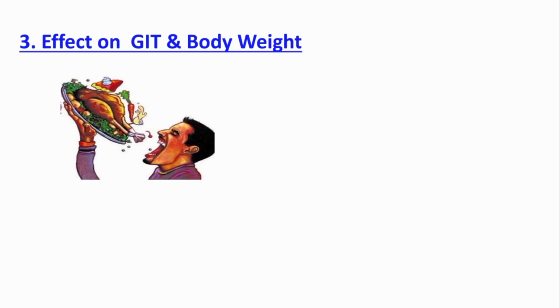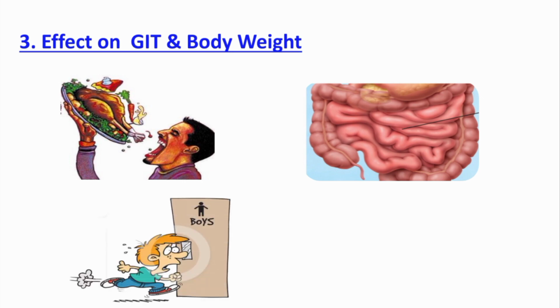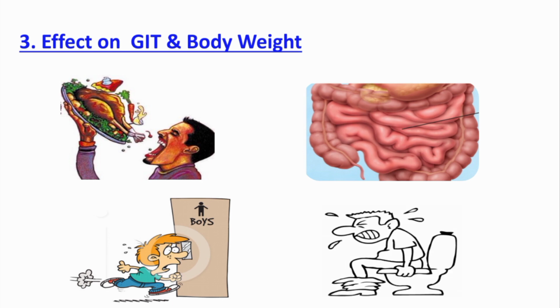Next is the effect on the GIT and body weight. It is the third function of thyroid hormone. It increases appetite and food intake. Also it increases the secretion of the digestive juices and it increases the motility of the GIT. In hyperthyroidism, there is often diarrhea and decrease in body weight, while in hypothyroidism, there is often constipation and increase in body weight.